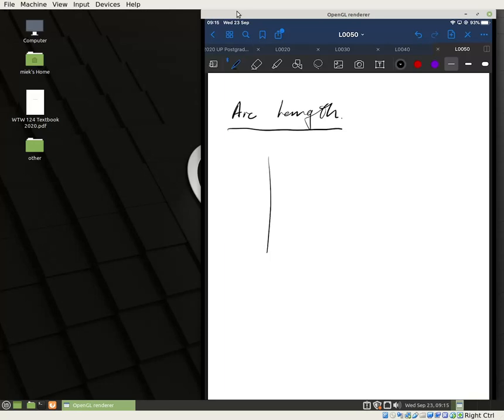So we now start a new section, and this section is on what is called arc length. So the idea is, if you have some interval AB and you have some function defined on the closed interval AB, how long is the curve given by the graph of this function in between these 2 points AB?